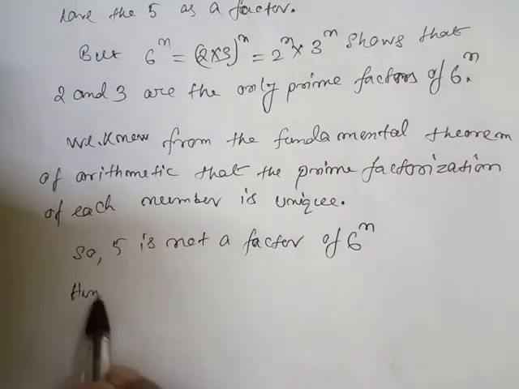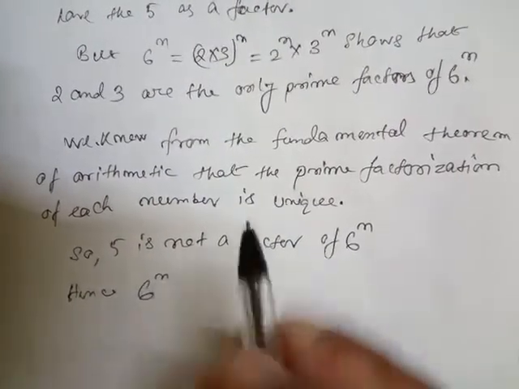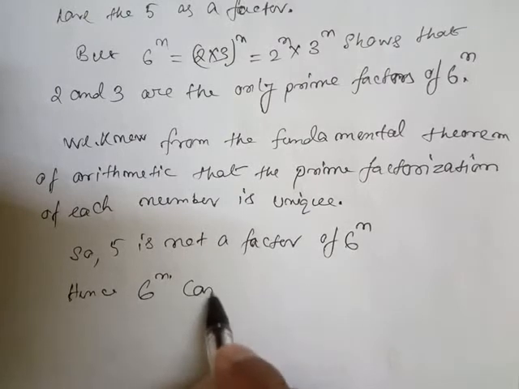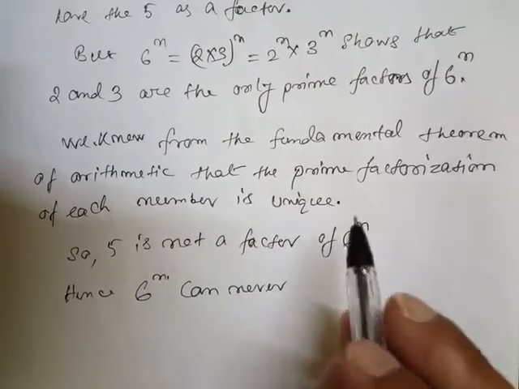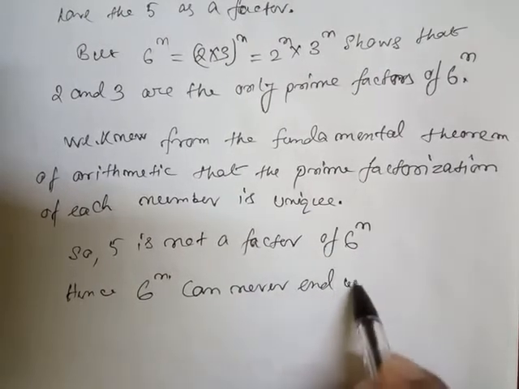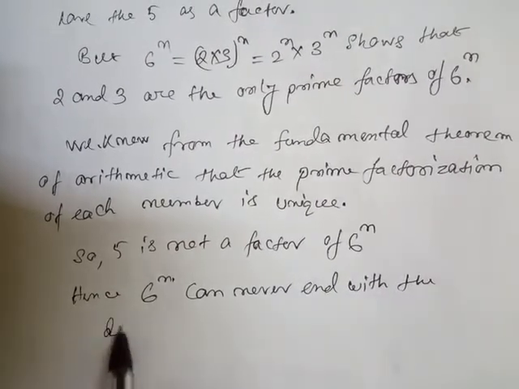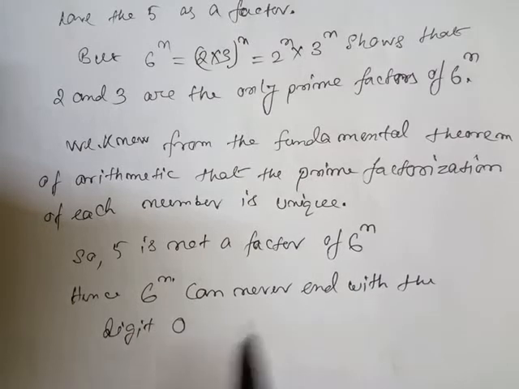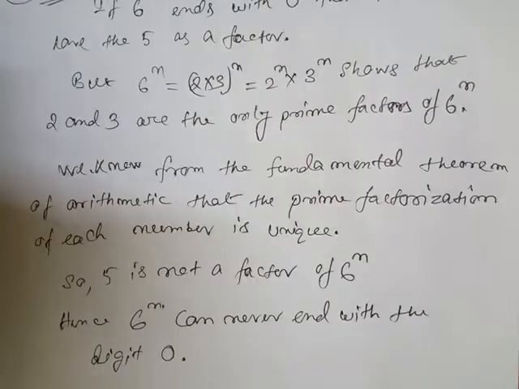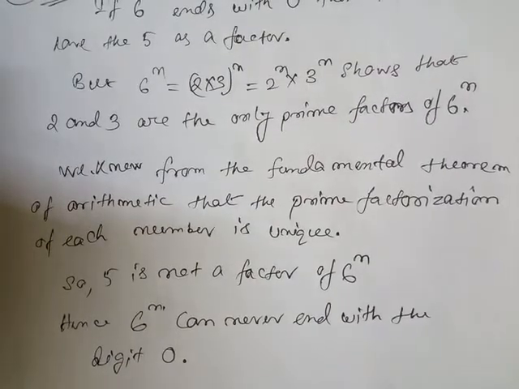Hence 6 to the power n can never end with the digit 0. This is the answer of question number 5.